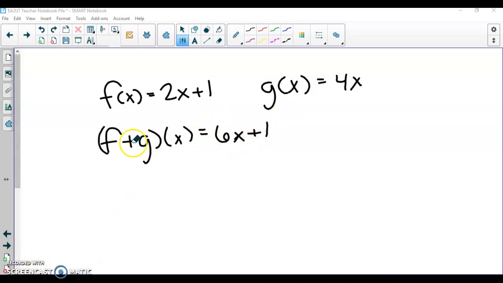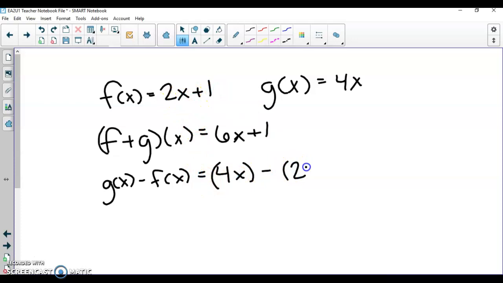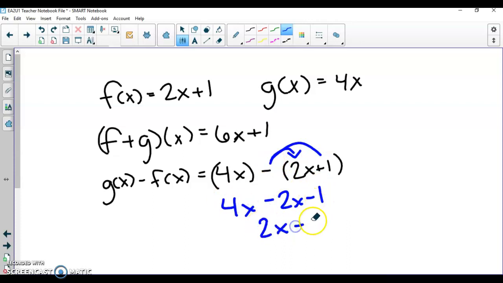So we have 6x plus 1. That would be adding. If we wanted to subtract these, let's say I had g of x minus f of x. Same notation, remember 2 different ways to write this. So I would start with my function g of x, so 4x, minus f of x is 2x plus 1. When we subtract, we must distribute this negative. So after I distribute, this becomes a negative 2x minus 1. So I have 4x minus 2x minus 1. Combine like terms, and this becomes 2x minus 1.